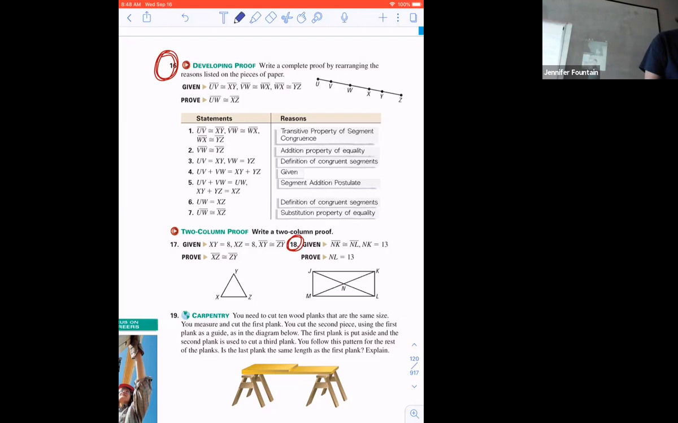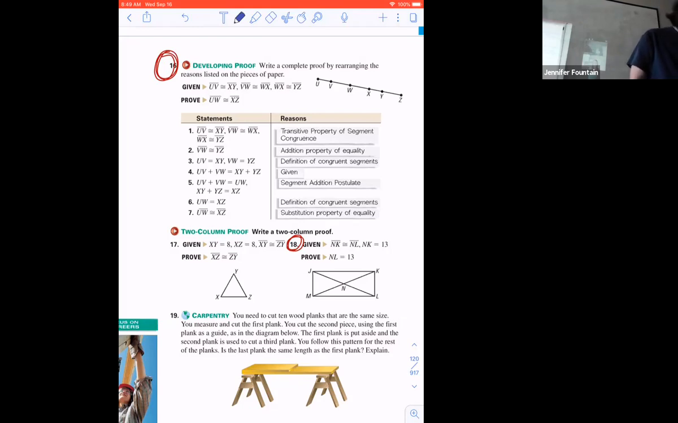Step 4, I am adding UV plus VW, and that is equal to XY plus YZ. Okay, that's going to be the segment addition postulate. Okay, because remember we talked about how when we add the segments, since we're adding segments, that's going to be, I'm sorry, you're right, I jumped a step. That is the addition property of equality. My bad. Number 4. Number 3 was the definition of congruent segments. Okay. Number 4 is the addition property of equality.